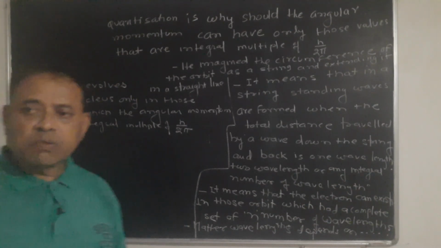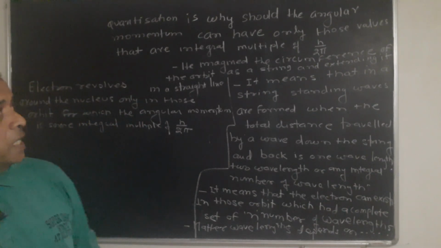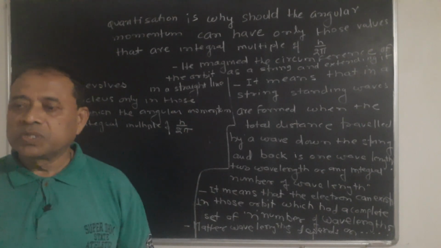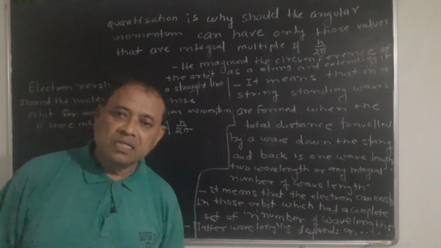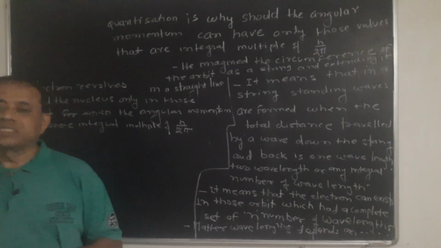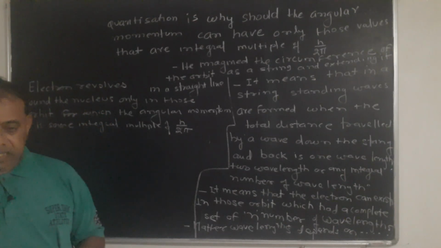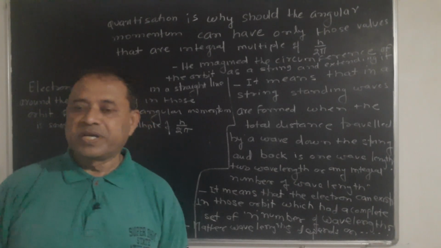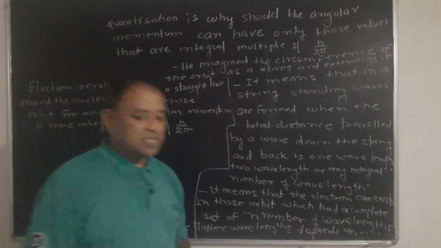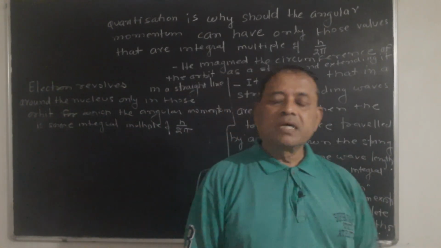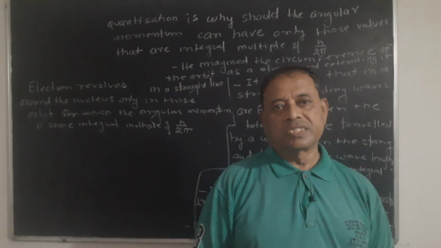To understand this postulate and the answer to this question, we should know three things. First, de Broglie's hypothesis. Second, standing waves. And third, angular momentum. So first, we will see de Broglie's hypothesis.